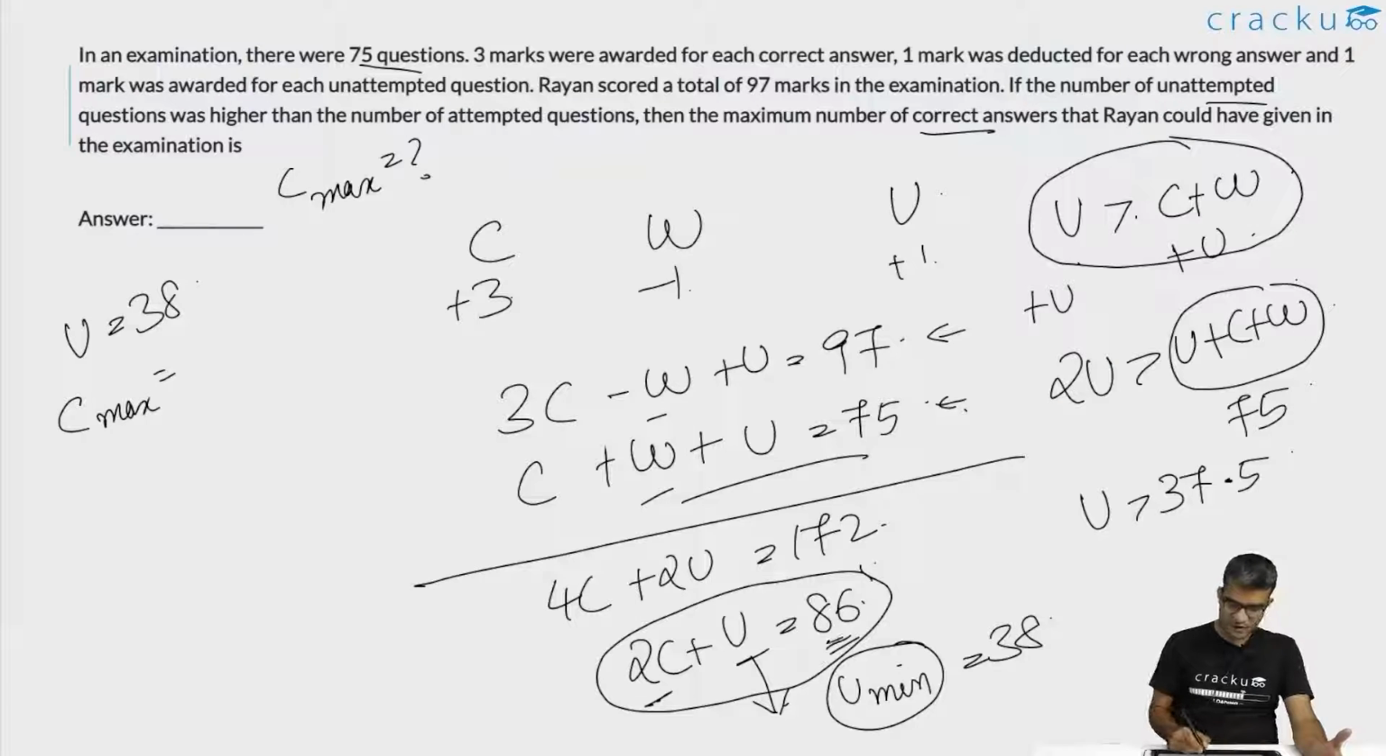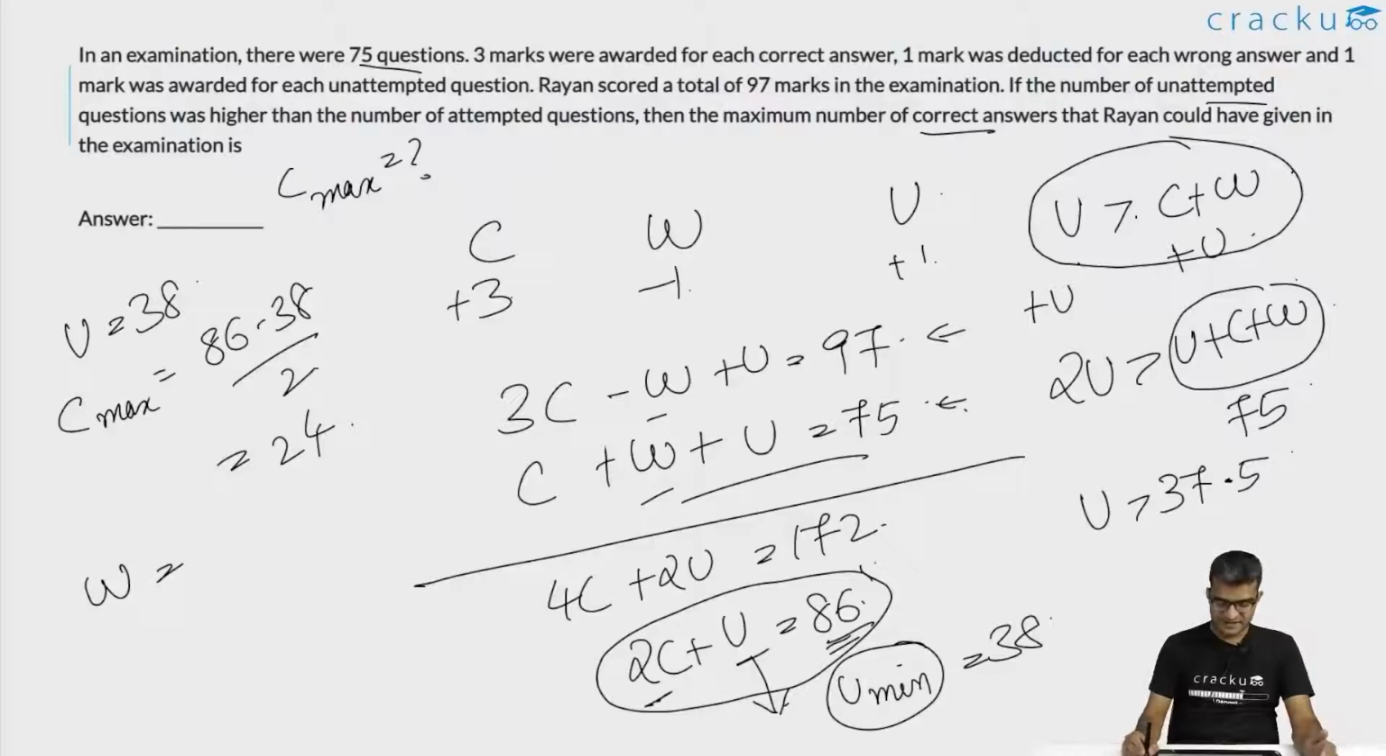That will be equal to (86 minus 38) divided by 2, which will be equal to 48 divided by 2, that is 24. And in this particular case, W also can be calculated. That will be 75 minus 38 minus 24, that is 13. So just to confirm, from the unattempted questions he is going to get plus 38.